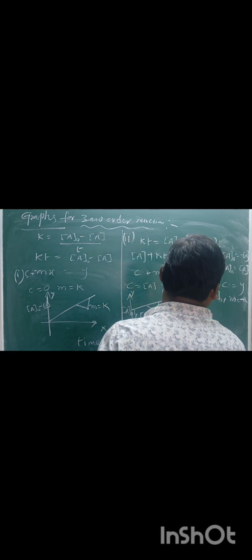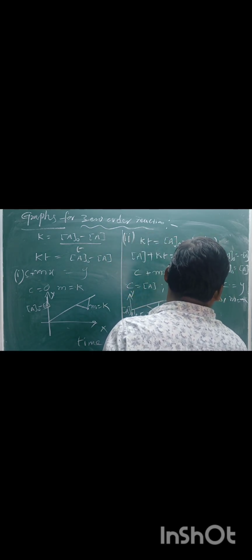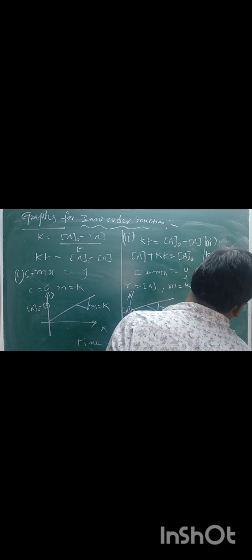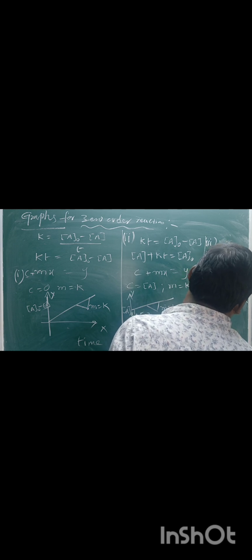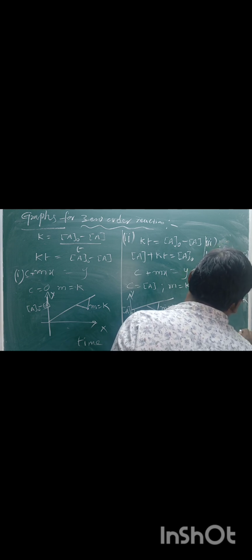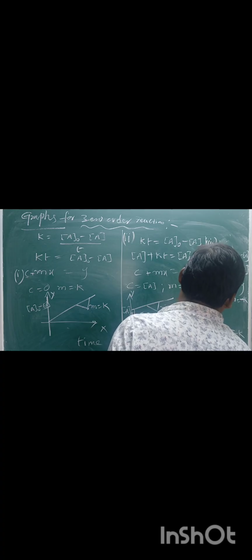X-axis, y-axis. In the x-axis is time. Now I am taking on the y-axis concentration of A. The slope is negative with the straight line, that m is equal to minus k. This is called the intercept, concentration of A naught. So these are the graphical representations of zero order reactions.